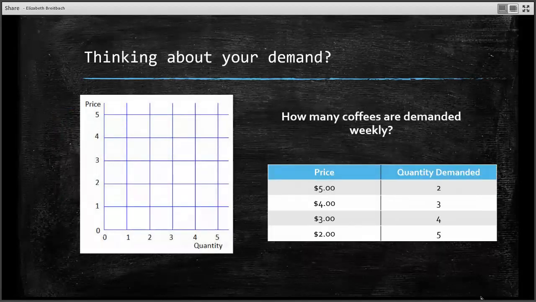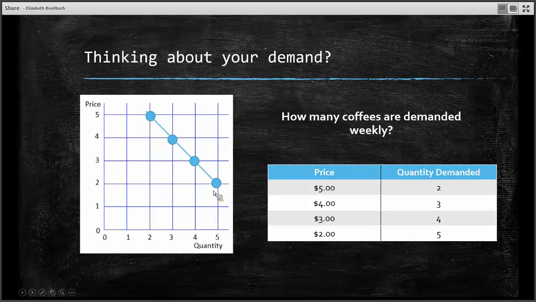We can also then graph our schedule here on a plot. So if the price is $5, the quantity demanded is 2. Price is always going to be on the vertical axis and quantity always on the horizontal. Whenever you set up a supply and demand curve, you should always have price on the vertical and quantity on the horizontal. Then when the price goes to $4, we know that we are willing and able to consume 3 cups of coffee. And then at $3, we're willing to consume 4 cups, and at $2, we're willing to consume 5 cups.